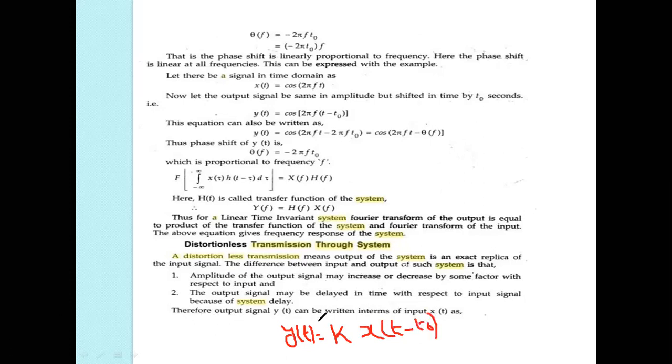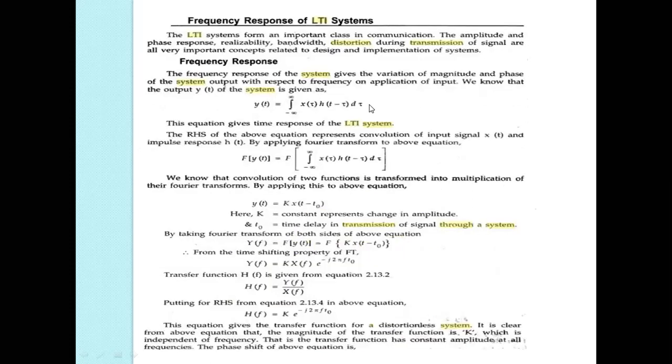Therefore, the output signal y of t can be written in terms of the input signal as y of t is equal to k into x of t minus t naught. This is the distortionless transmission through the system equation. We already saw in the above slide that y of t is equal to k into x of t minus t naught.